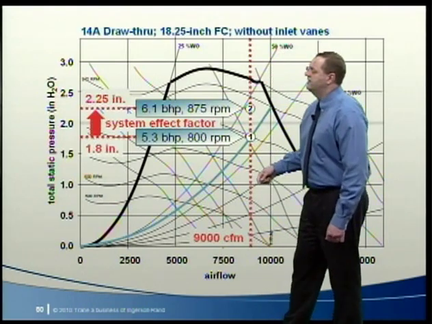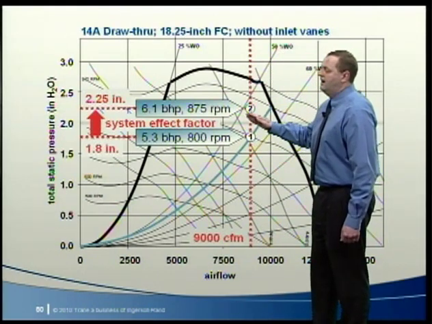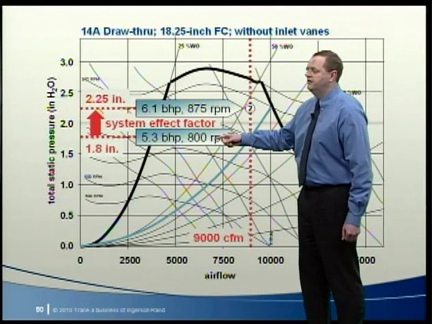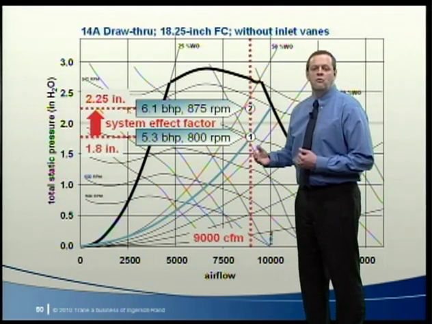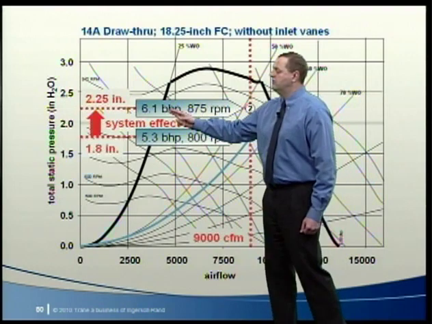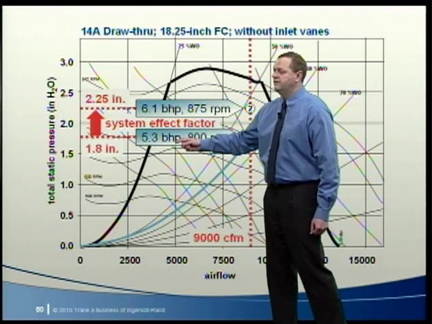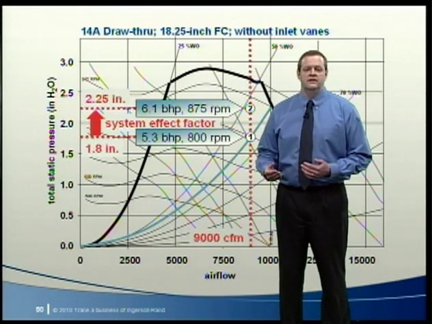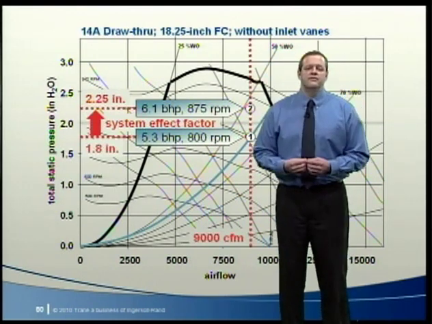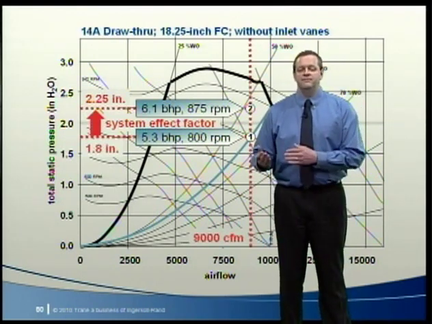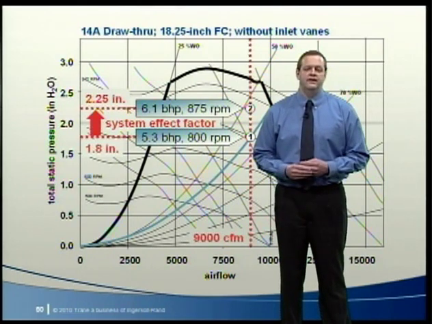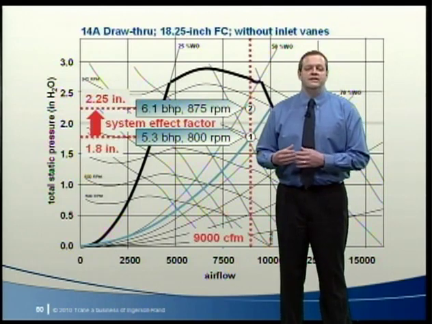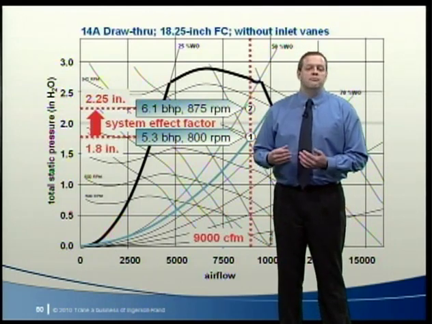Because of this system effect, this fan will need to operate at a higher RPM, about 875 RPM versus 800, and will require about 15% more power, 6.1 horsepower versus 5.3. In this case, it will also generate higher sound levels. If we don't account for this system effect during fan selection, a constant speed fan will not deliver the desired airflow. If it's a VAV system, the fan will speed up to deliver the necessary airflow, but will consume more power.